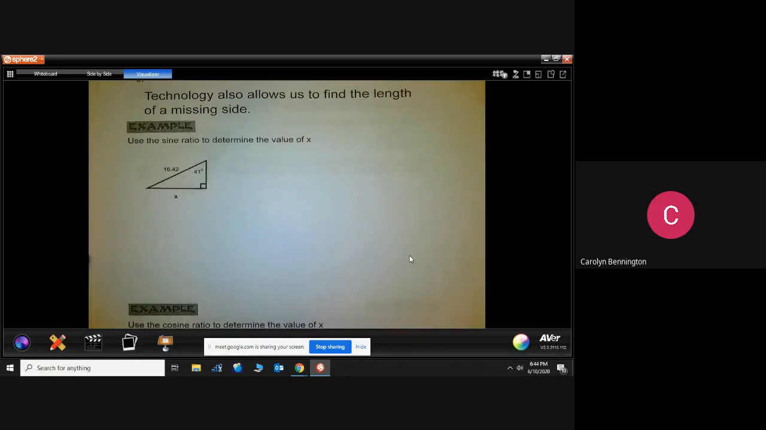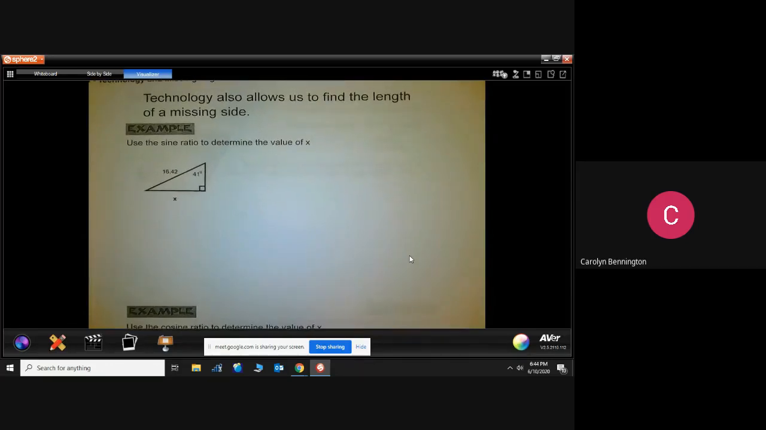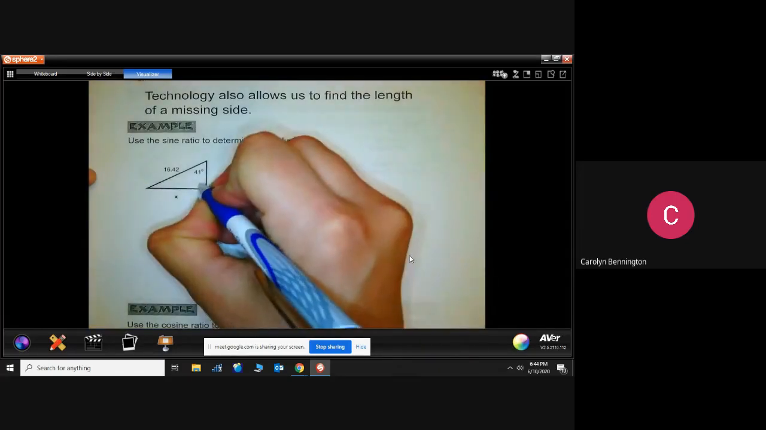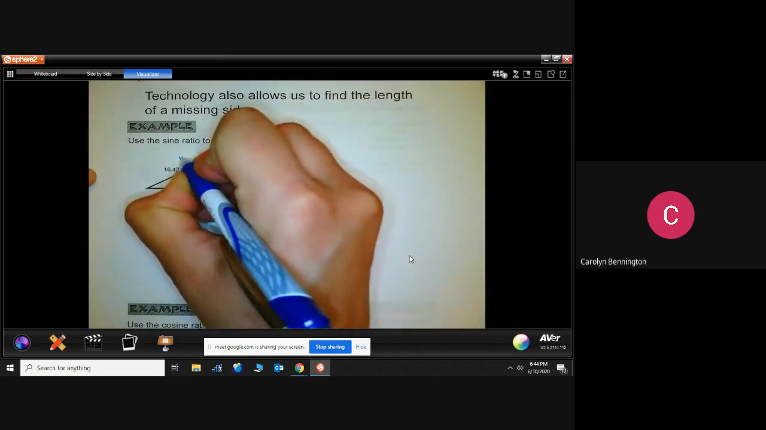So now we want to be able to find a missing side of a 90-degree triangle. So we're going to combine labeling the triangle with setting up our trig ratios, and then using our calculator to figure out the value of our missing side. So the first thing that we need to do is label our triangle. So we're going to start with our hypotenuse. So directly across from that 90-degree angle is our hypotenuse.